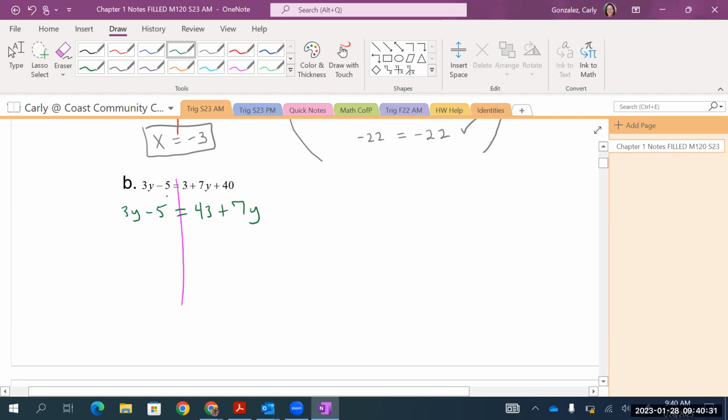Now, this linear equation is a little different because we have y's on both sides of the equal sign. So the first thing we want to do is get all of the y's to one side. We have a choice. We can either subtract 3y from both sides, or we can subtract 7y from both sides.